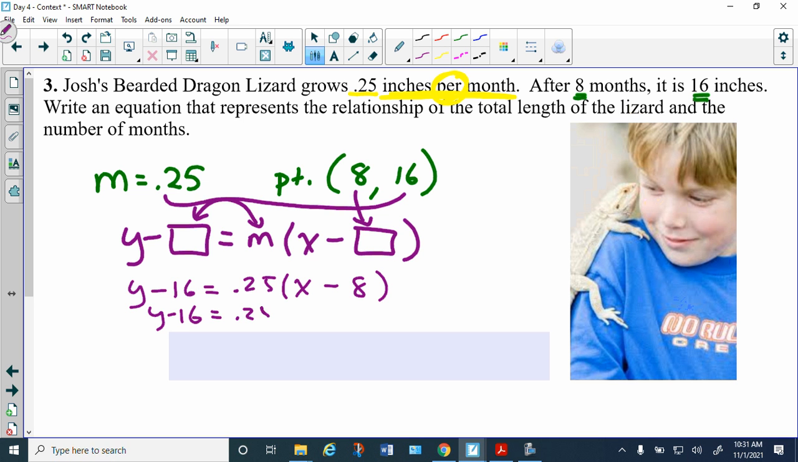So we'll have 0.25x. 0.25 times negative 8, well, that's 1/4 times negative 8, which is negative 2. Let's go ahead and add the 16 to both sides. I can write on this thing. And we'll get y equals 0.25x plus 14, which is interesting because it actually tells us in the beginning when this lizard was born, it was 14 inches.